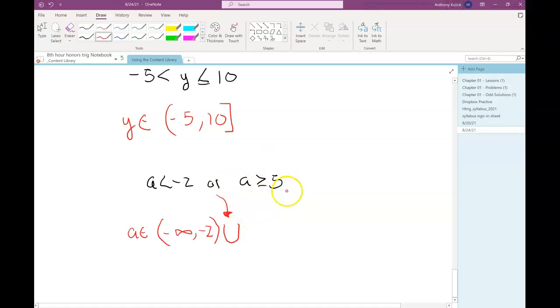So let's look at the next inequality and write the interval for that. So a is greater than 5 or greater than or equal to 5. The lower bound is 5. The upper bound is positive infinity. The 5 should get a bracket and the infinity should get parenthesis.